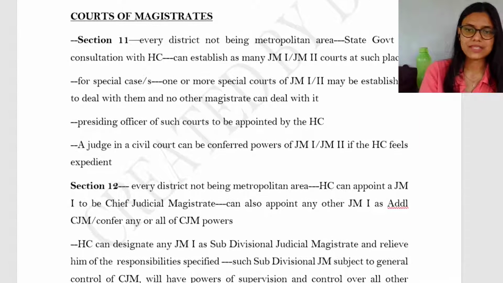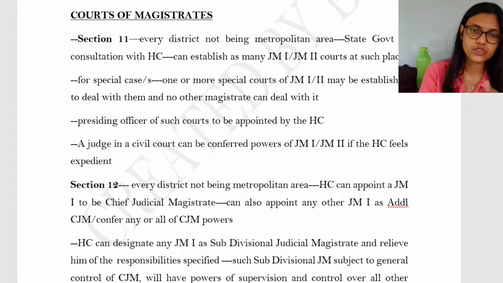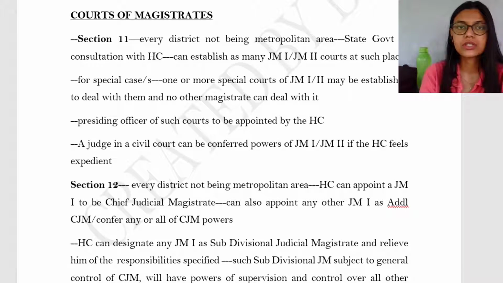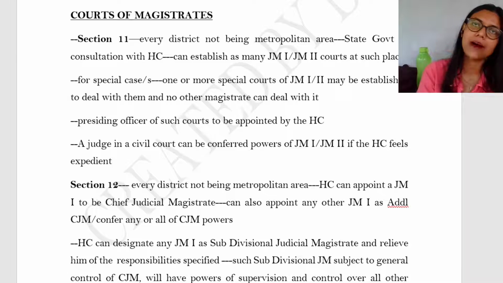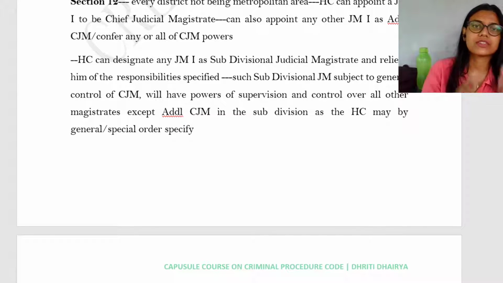Section 12 is saying who will be in charge. We have made so many courts, and somebody needs to preside there, somebody needs to have a little higher control than the rest. So what the High Court will do, in every district which is not a metropolitan area, is appoint a judicial magistrate class 1 as a chief judicial magistrate, and some other judicial magistrates class 1 can be appointed as additional chief judicial magistrates, or some powers of the chief judicial magistrate or all of the powers can be conferred to that person. And the High Court can also do that for a subdivision in a district.